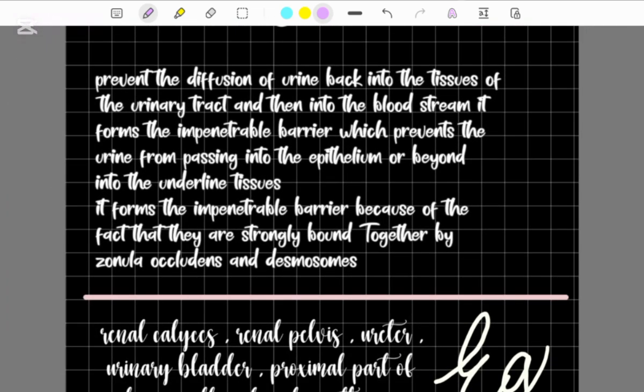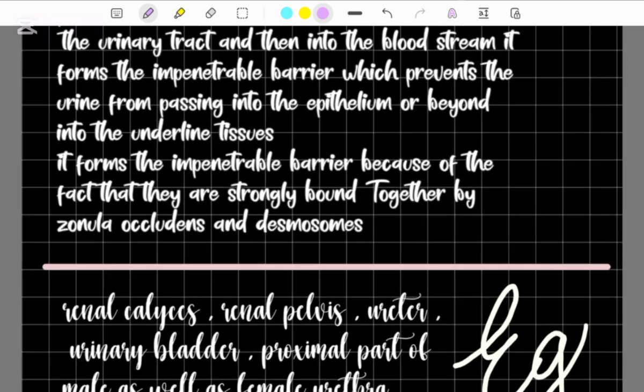Now we'll come to the functions. It prevents the diffusion of urine back into the tissues. We have studied in the plaque region that due to the presence of the plaque, they do not allow the toxic substances to get absorbed in the bloodstream. They form the impermeable barrier, which prevents the urine from passing into the epithelium or beyond into the underlying tissues, to prevent the worst conditions.